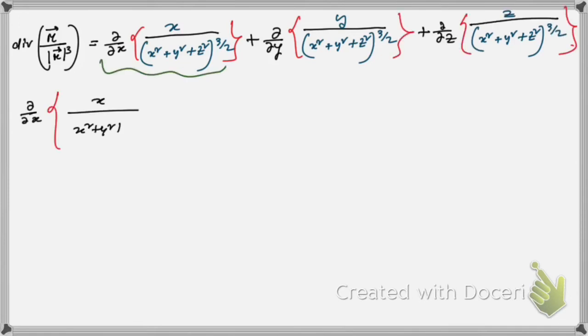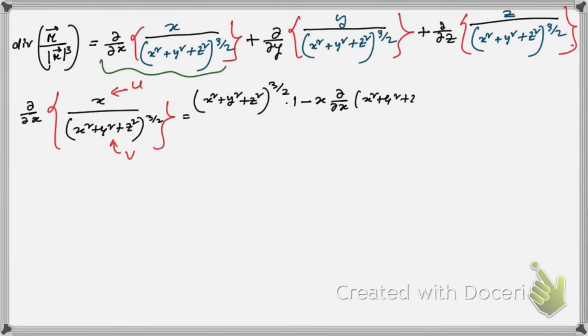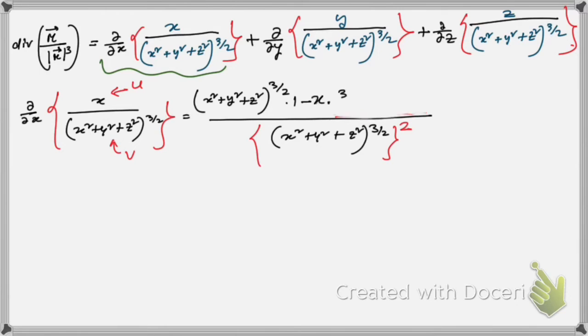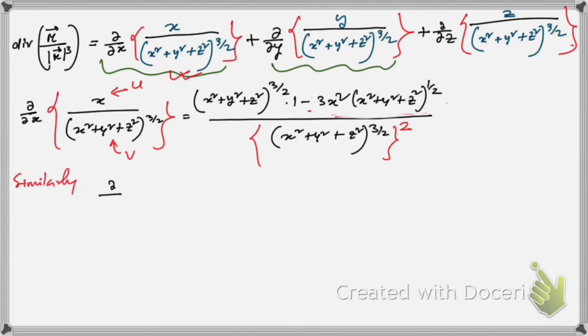So here we have got the partial derivative of the x component. We have already got this. So let me rewrite it again. Right. So we have got this. This is done. Similarly, we can find the partial derivative of y component, that is partial derivative of y by x square plus y square plus z square 3 by 2. So this is the y component, right?